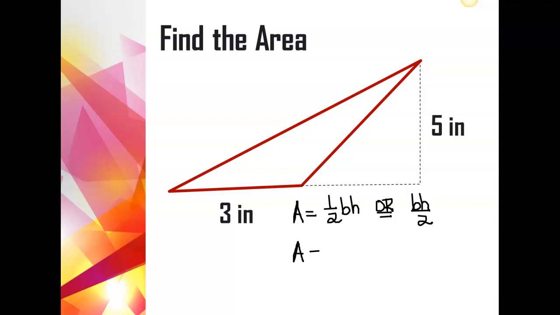The area would be 3 times 5, our base times the height, divided by 2. This gives us 15 divided by 2, or 7.5. The area of this triangle is 7.5 inches squared.